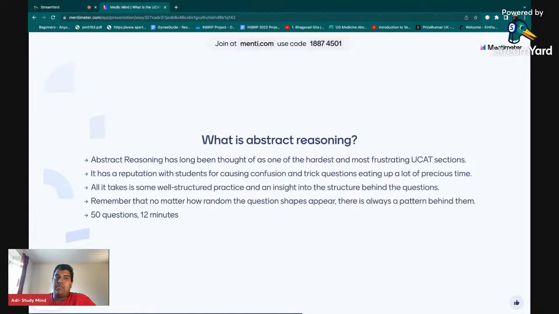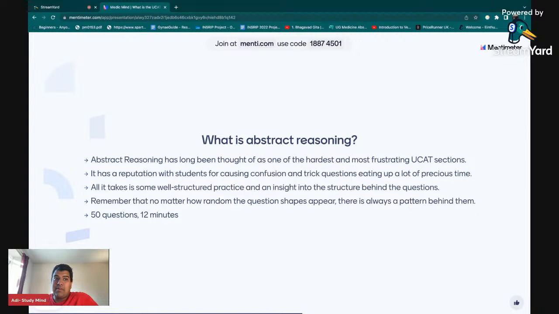But once you do familiarize yourself with it and you have a good, well structured practice, good technique, having a good way of handling it, then once you have that good insight into the structure behind these questions, you'll be able to have a good hold on it, actually get a good score, and maybe become one of your stronger sections. So remember that no matter how random the shapes appear, there's always a pattern behind them.